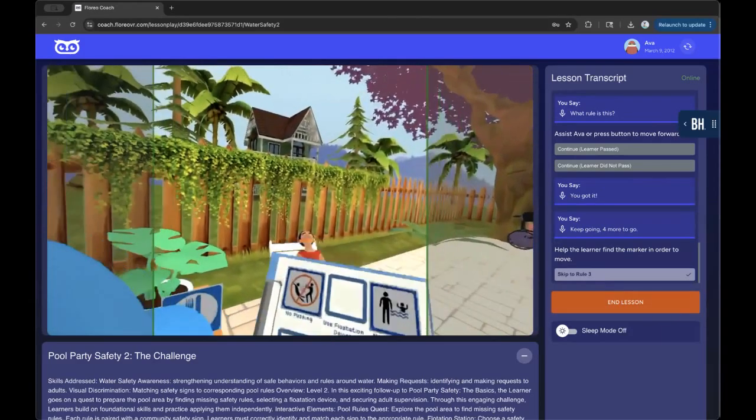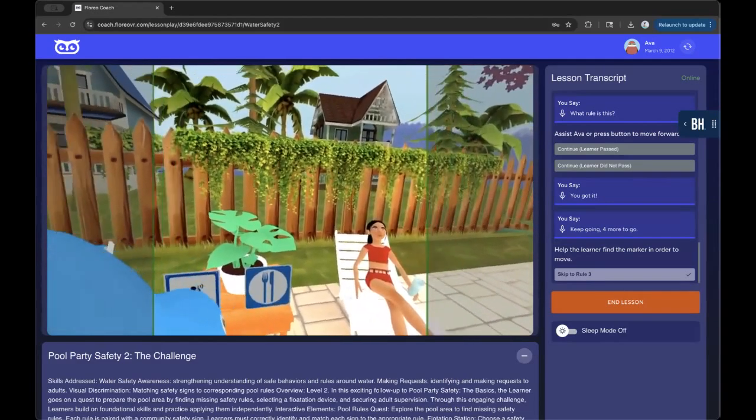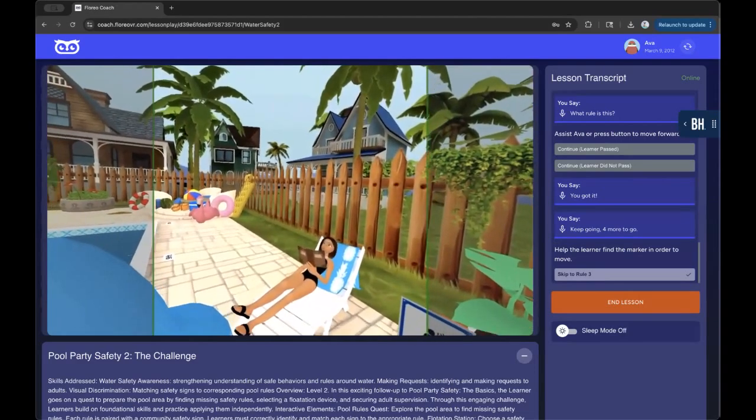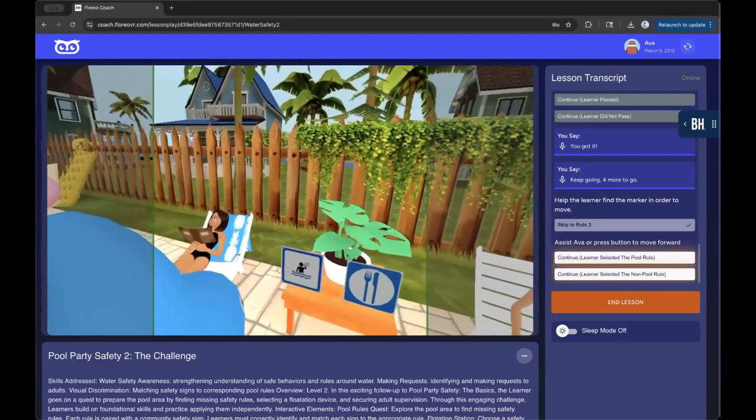And you'll notice that in addition to Brandon and Ale, we have lots of our other friends at the pool. We have Myra and Nikki hanging out, doing a little lounging. And we also have 2 more rules in front of us.